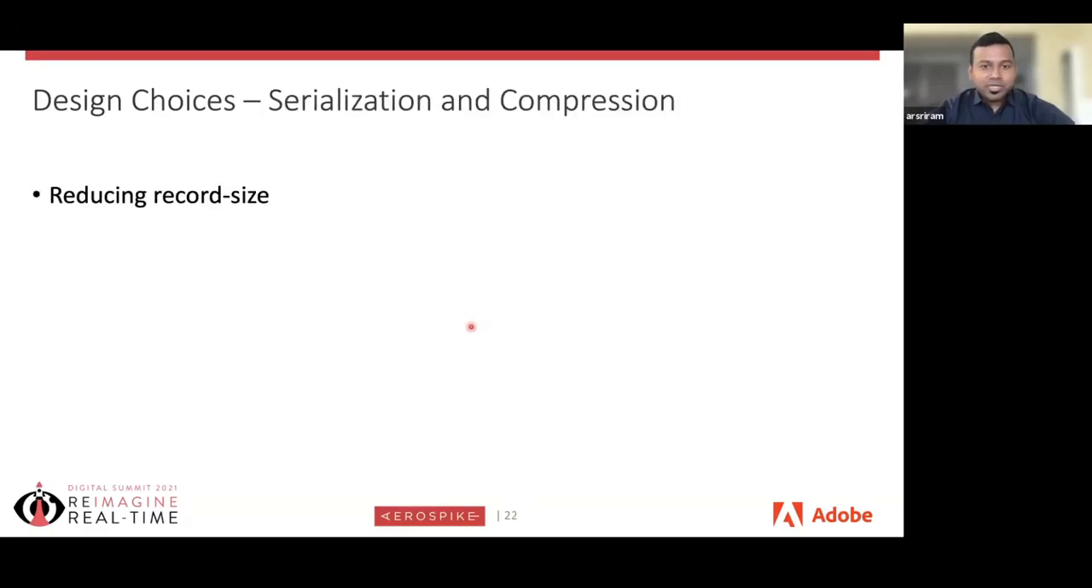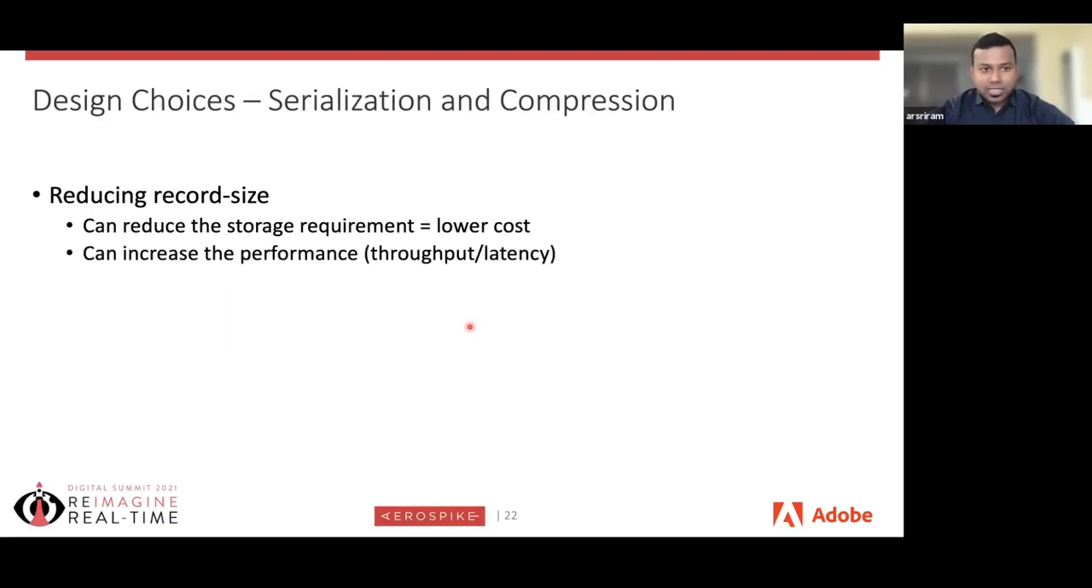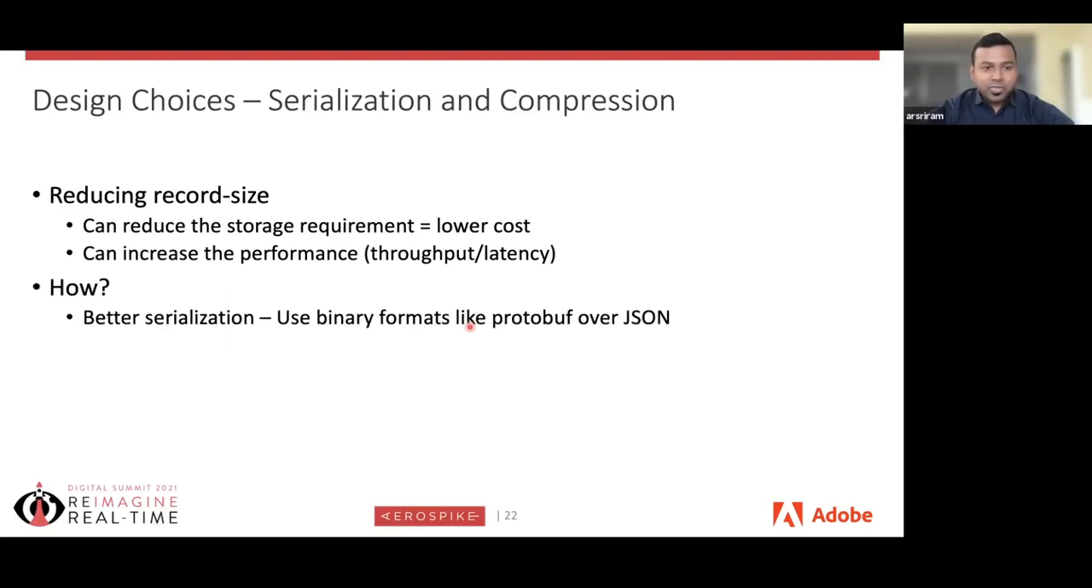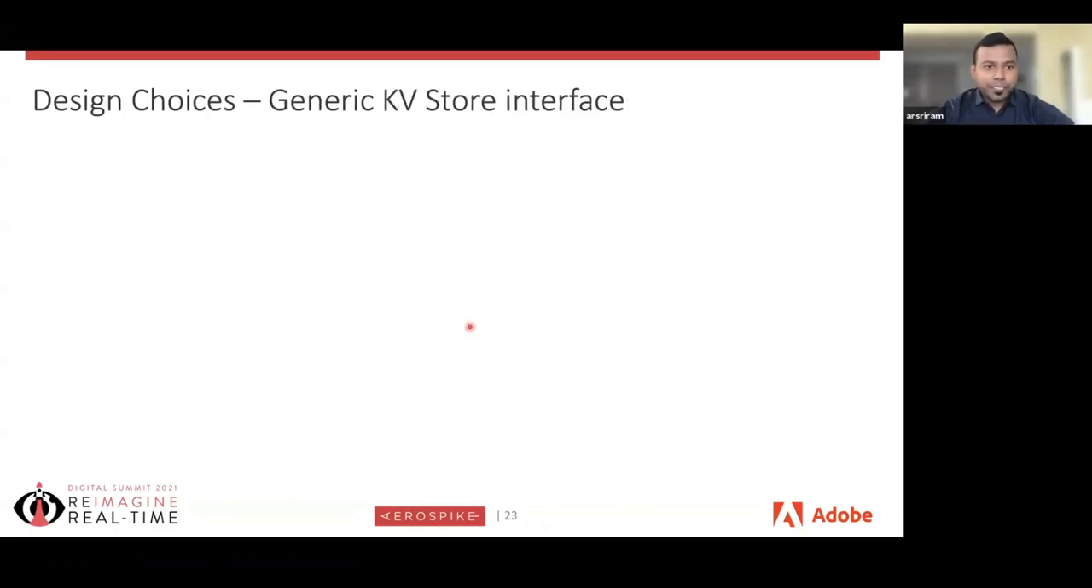On serialization and compression, these are very key to reducing the record size, because if you can reduce the storage requirement, that translates to lower cost, and that also translates to increased performance. How can we do that? Use better serialization, use binary formats like protobuf over JSON, use compression. In our data, we noticed compression was enabling 40 to 50% savings in the overall storage footprint. So definitely compression is something to pay close attention to.